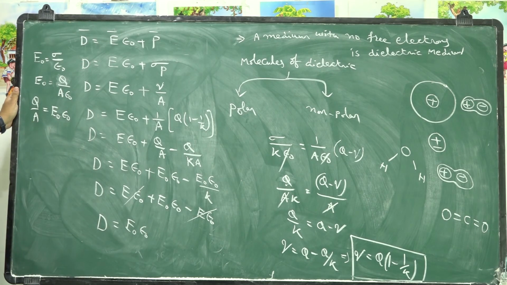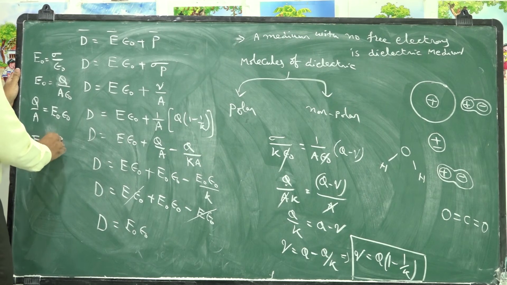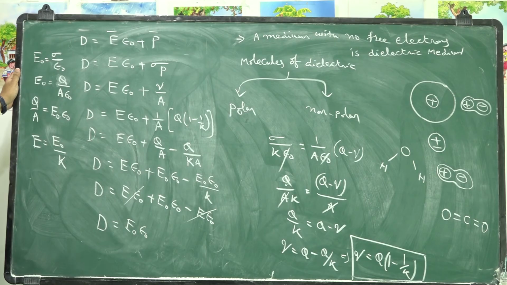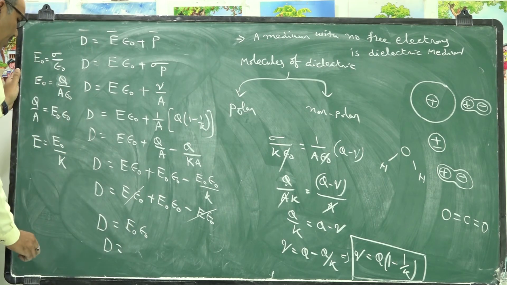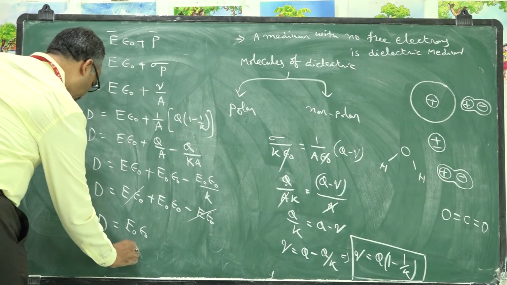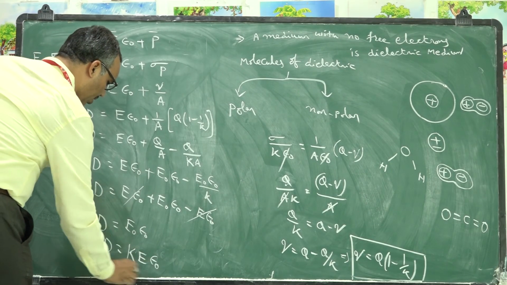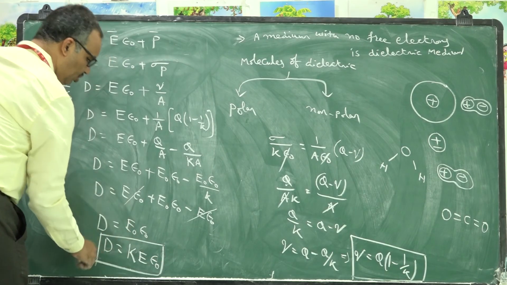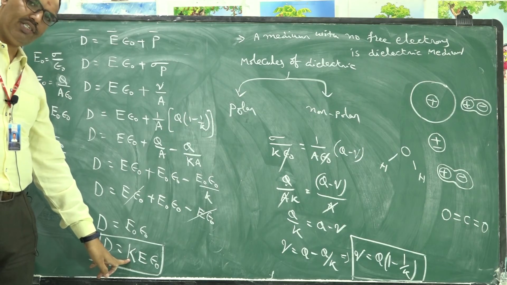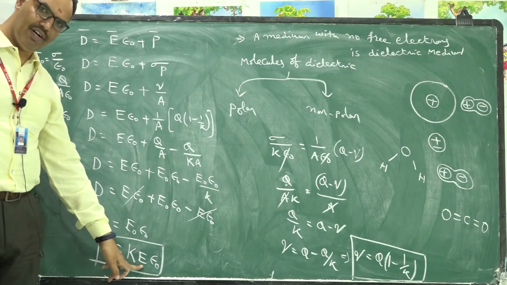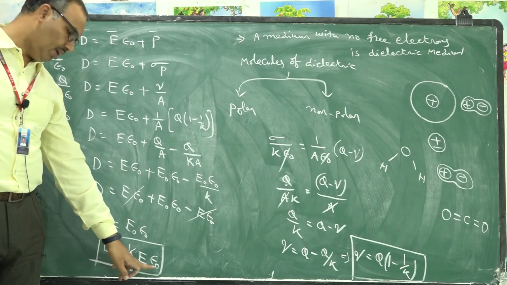E naught means the electric field between the plates in the absence of dielectric. In the presence of dielectric, E value is given by E naught by K. So you can replace E naught with KE. D is K E epsilon naught. So the magnitude of the displacement vector is the product of the dielectric constant into the reduced electric field, or the net electric field into epsilon naught.